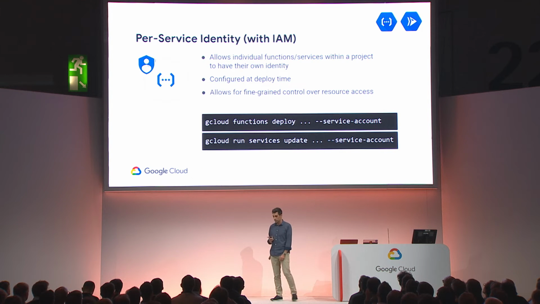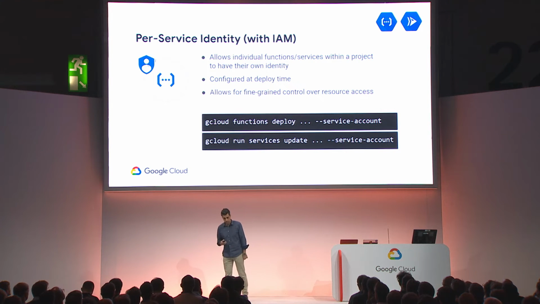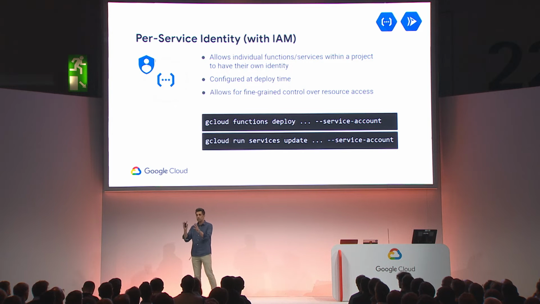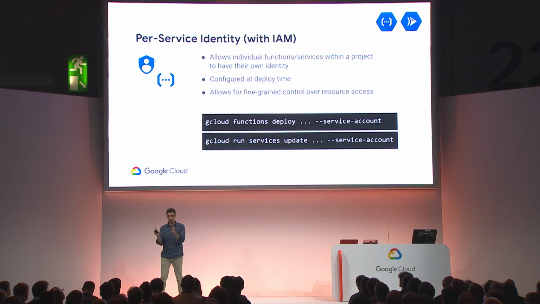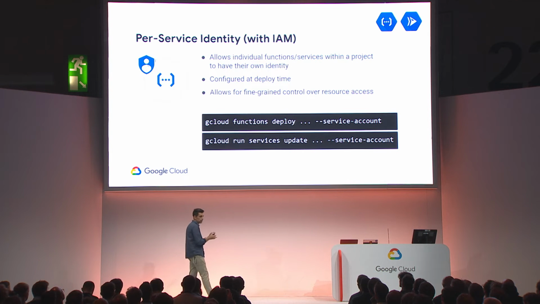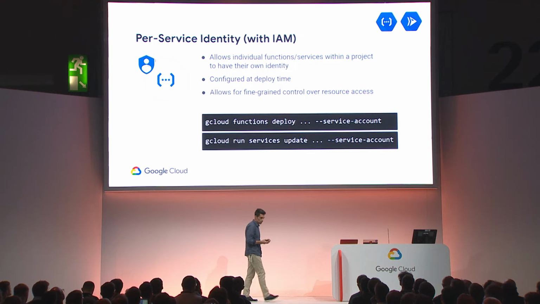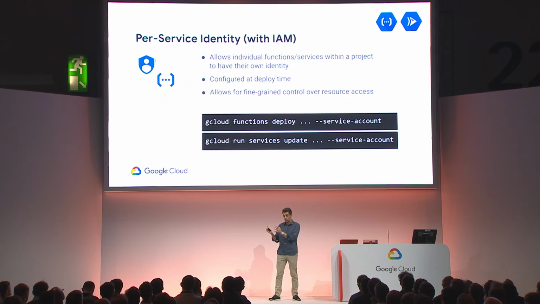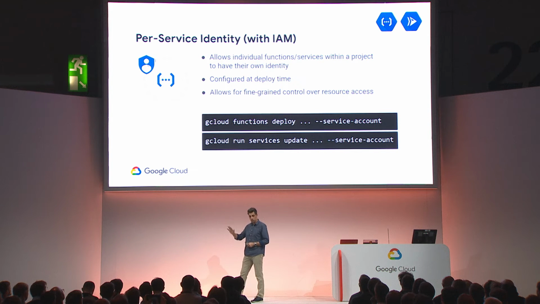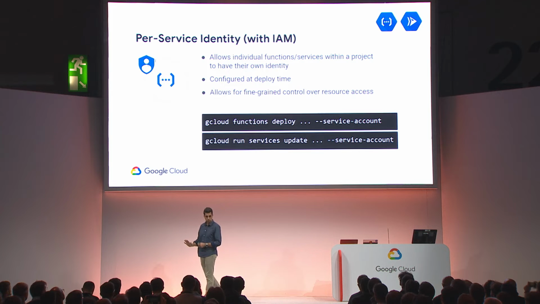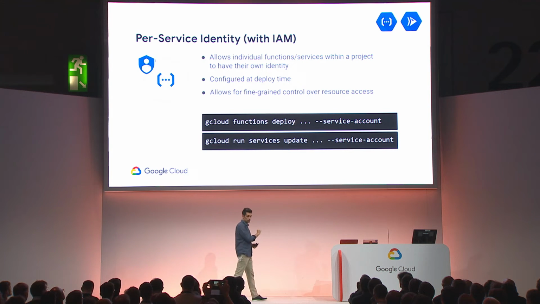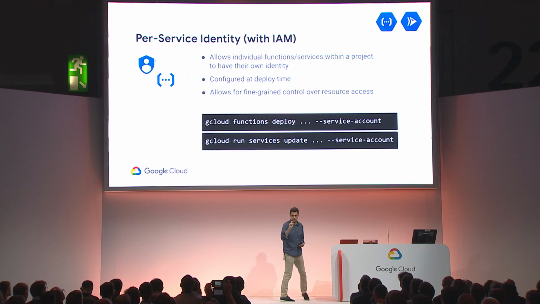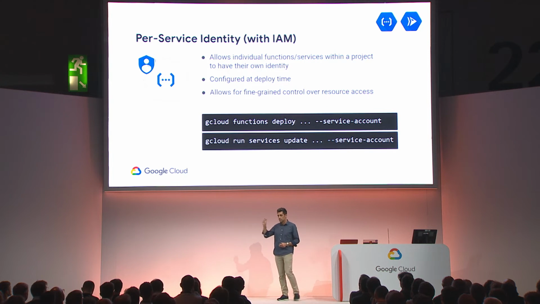OK, per service identity. What this does is give each service in Cloud Run, I call it service, that's what we call it in Cloud Run, service or function, same thing. Gives each service its own identity. So you can have multiple services, multiple functions in a single GCP project. And with this feature, what you can do is give each one of them their own service account, their own identity. So that individual function or service acts as that identity whenever it's trying to access other resources.